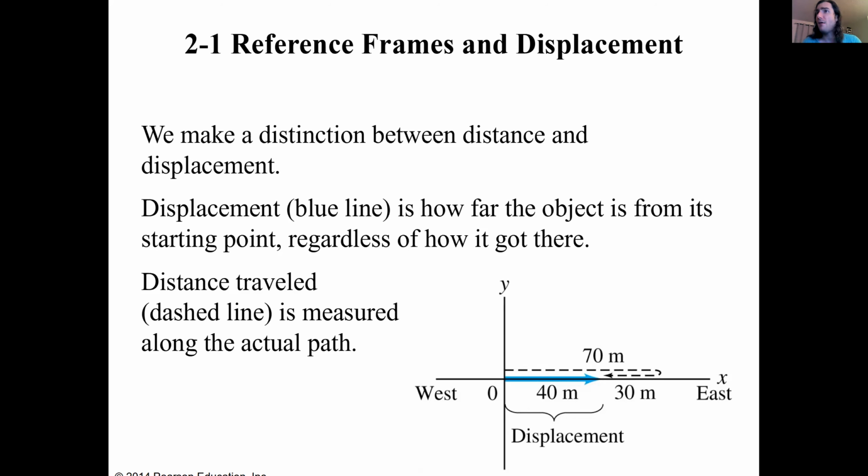You can also have 100 meters distance traveled and 0 meters displacement. You go to the store, and then you come back home. You traveled 100 meters, just right down the block, and you just came home. Well, you're home again. Your final position is the same as your initial position, and so your displacement is 0.